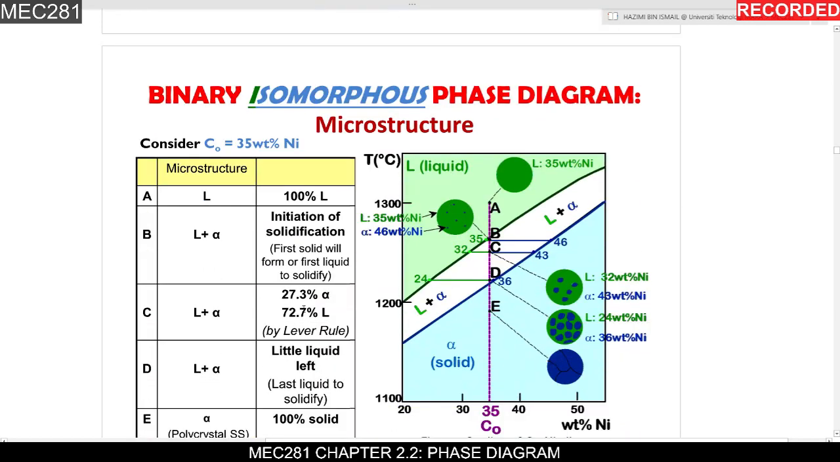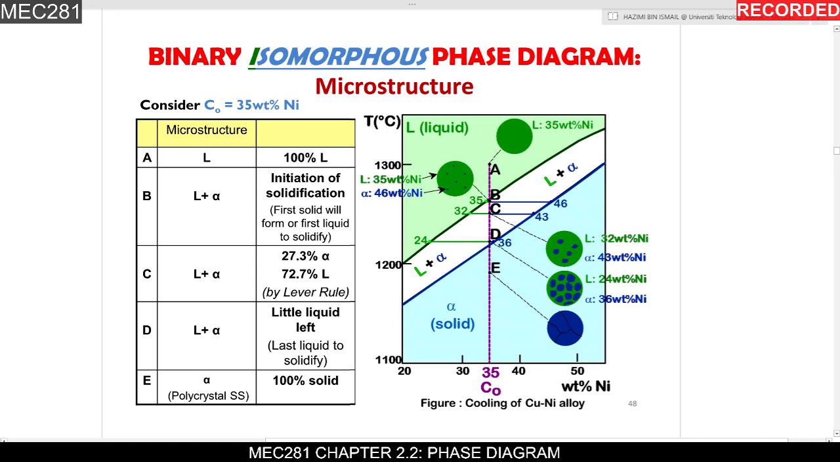Okay, so we know that dekat C start banyak dah liquid solid. Okay, we go down to the D, just above the solidus line. Sini dah hampir 100% solid, tapi masih lagi ada liquid. So dekat around D, little liquid left, hanya sikit je tinggal. Last liquid to solidify, hampir-hampir dah nak habis. So diagram dia bentuk macam ni lah, structure dia. Yang biru ni solid, yang hijau ni liquid, macam saya cerita tadi kan.